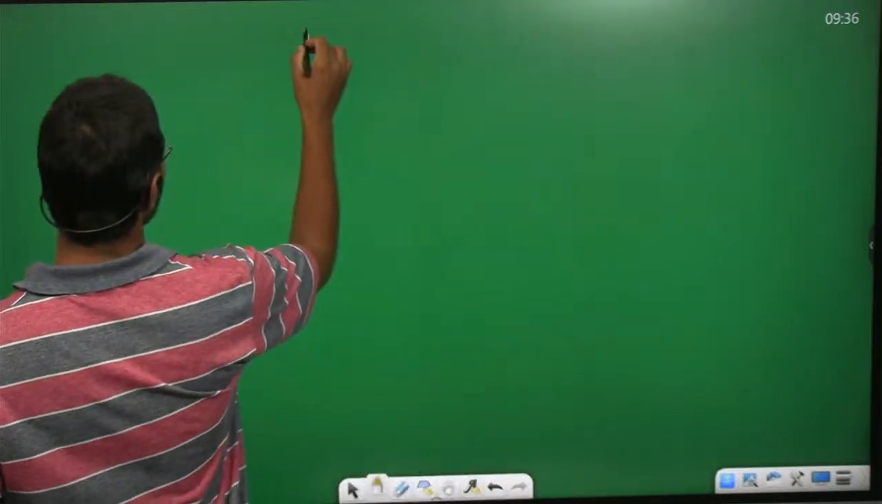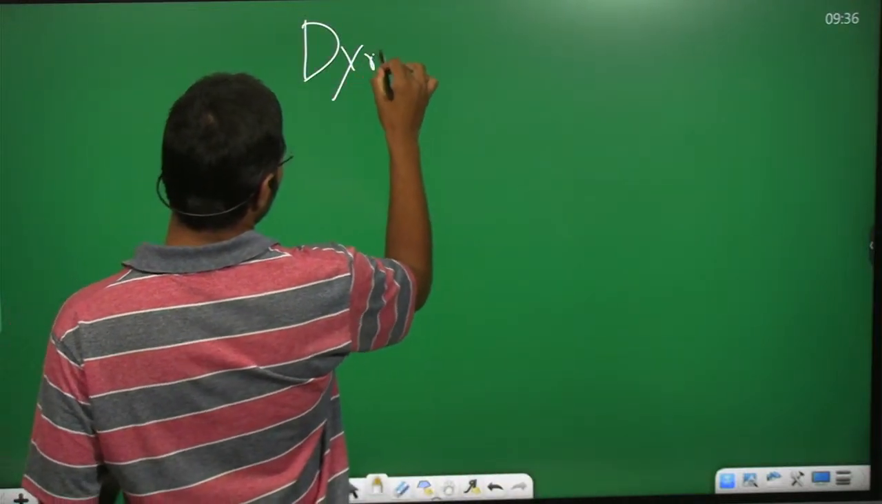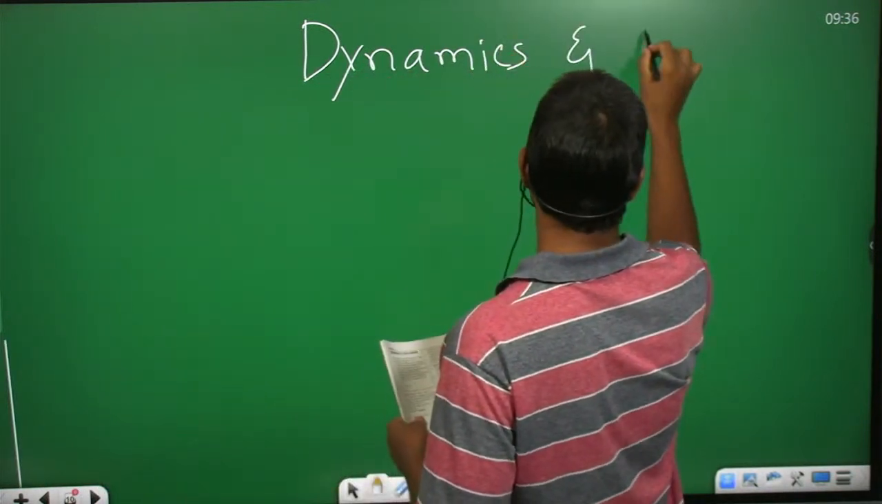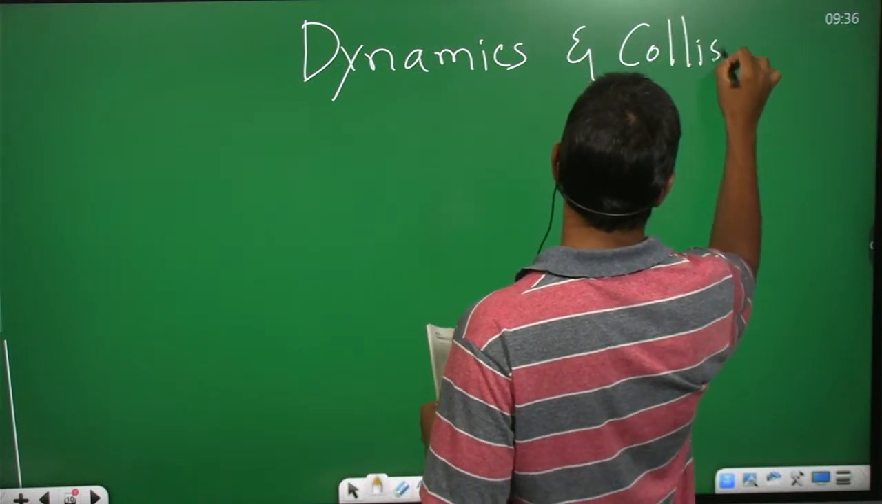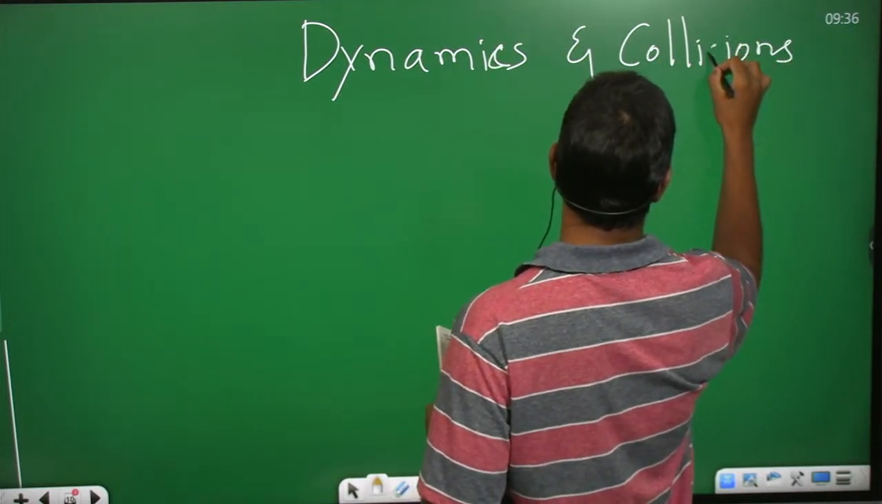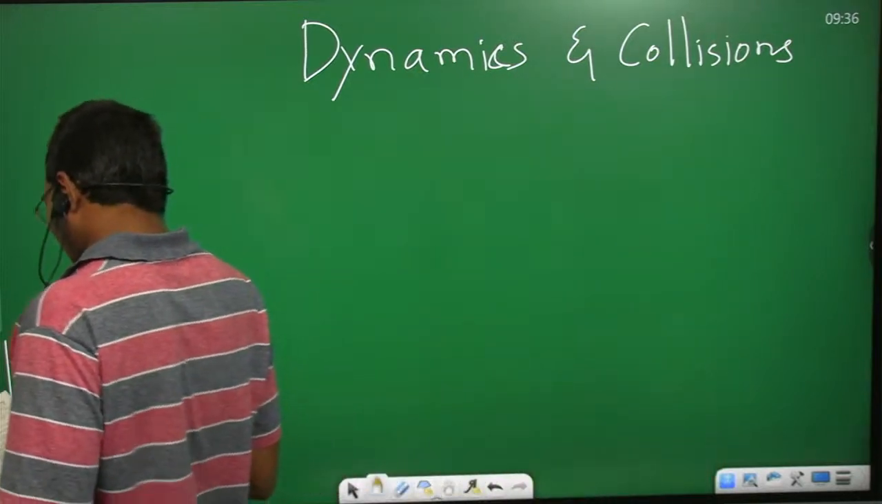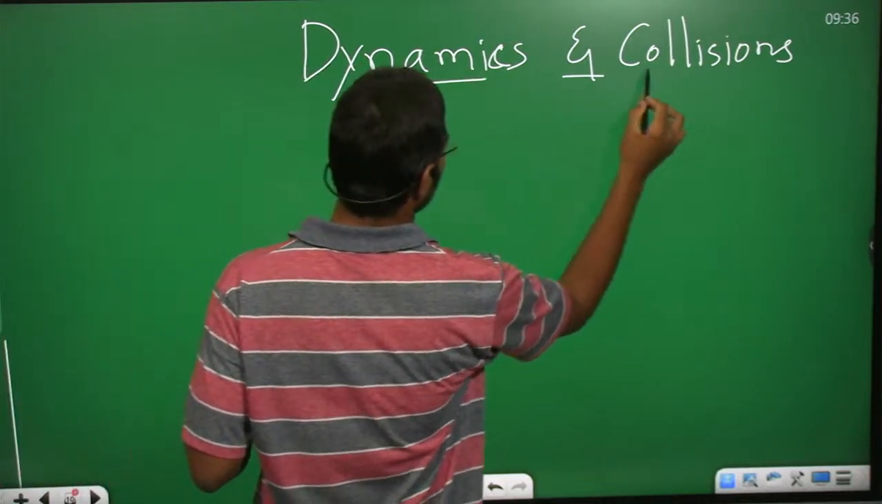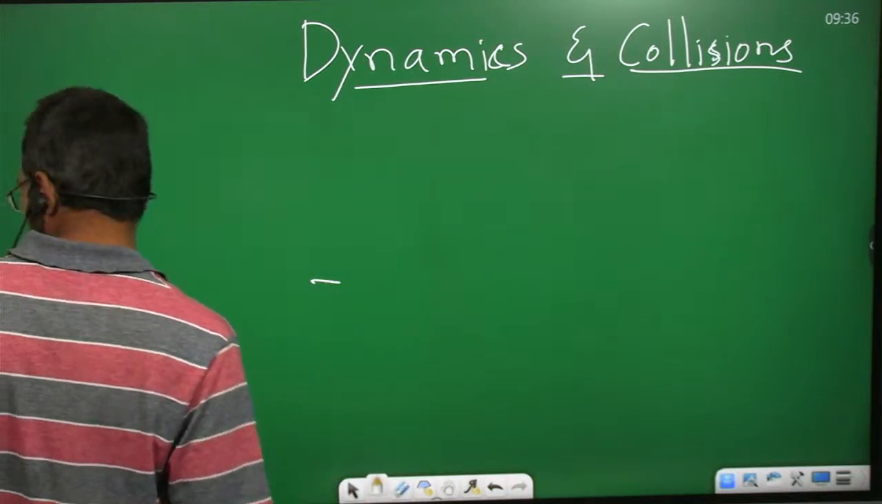So let us get into dynamics and collisions. Try to write all the formulas that you know about it. Let us try to write about dynamics and collisions. So what all do we have?